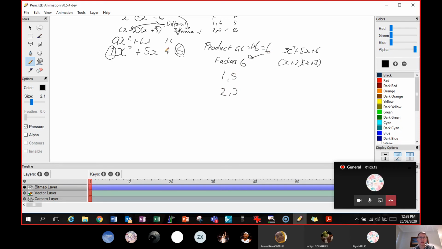Now again, because it's the same, we want to look for the sum. We're looking for the sum that gives us 5. So the sum of this will give me 6, this will give me a sum of 5. So these are my factors.